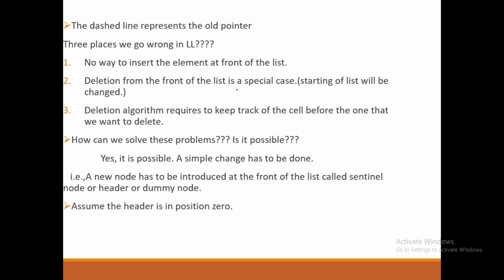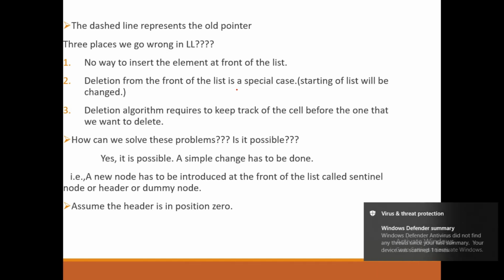The third problem is that the deletion algorithm requires knowledge of the previous node. Once you want to delete a node, we should have the knowledge of the previous node. So we have three problems, and how to determine the previous node is one of them. To solve all these problems, we have a solution.